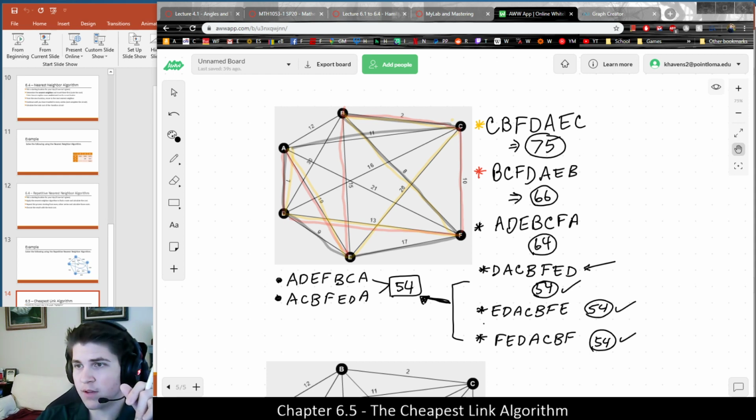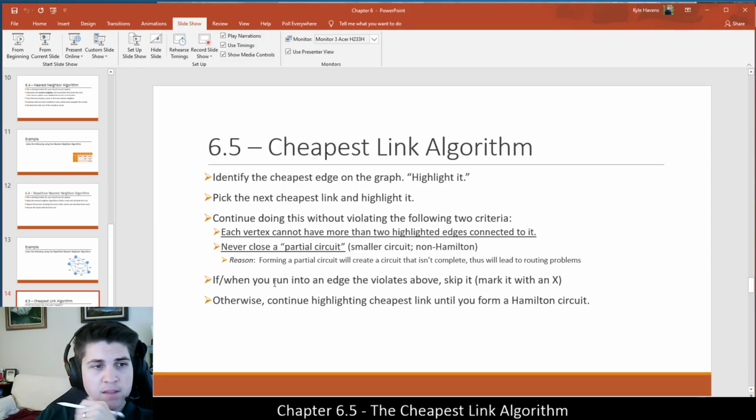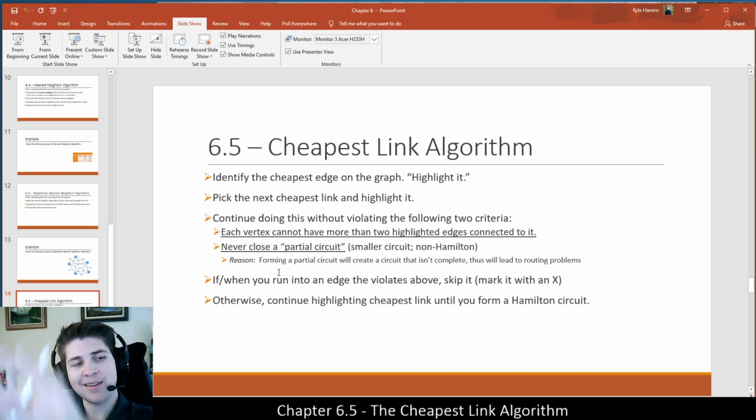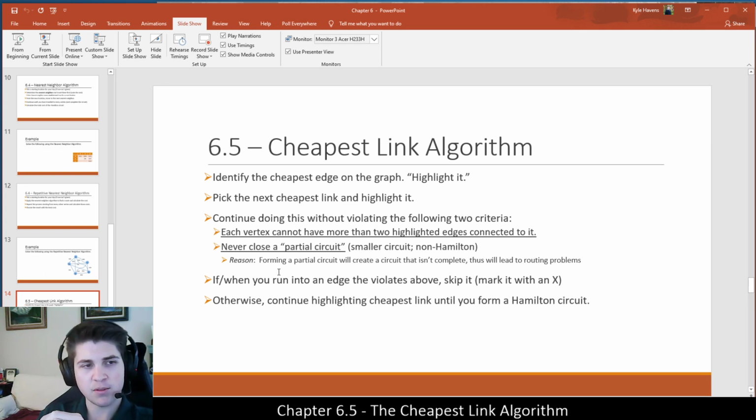So the cheapest link algorithm. Step one, identify the cheapest link on the entire graph, highlight it. So one of the main differences between nearest neighbor and cheapest link algorithm is that in the cheapest link algorithm, we're going to be examining the entire graph as a whole, and we're trying to link together all of the cheapest edges. We're not going to be traveling from point to point to point, always using nearest neighbor. We're going to be trying to link up every one of the cheapest edges if possible.